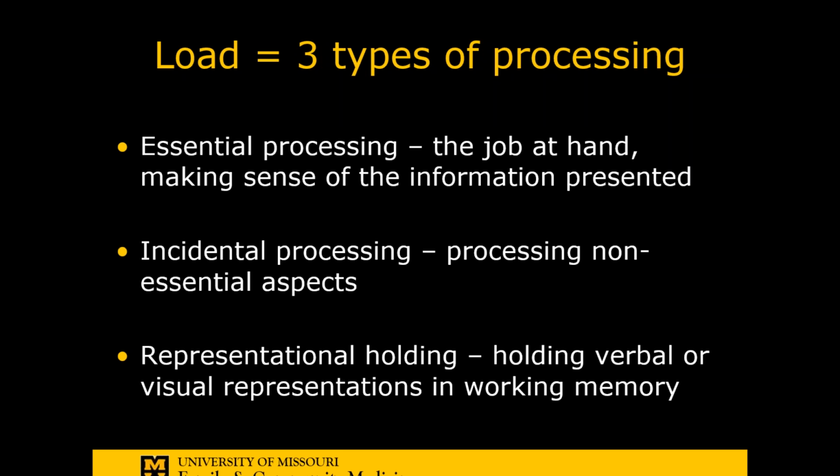And so the amount of processing that is going on there is often called cognitive load, and it can involve 3 types of processing. Essential processing is doing the job at hand. That's where you want to spend all your time. However, frequently we have to do incidental processing, which is processing other stuff that we see that's impeding on our processing, but isn't really what we want to be doing. And then often we need to do representational holding, where we're holding something in working memory while looking at something else and trying to put those two together. So holding a verbal or visual representation in our memory. And I'll show you what these look like.